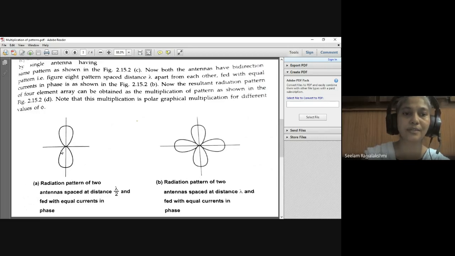So this is the radiation pattern of the two antennas spaced lambda by 2, and this is also the radiation pattern of two antennas spaced at a distance lambda. Here we can observe that the distance between the two elements is lambda by 2, so it is bidirectional, and here it is spaced at a distance lambda, fed with equal currents in phase.